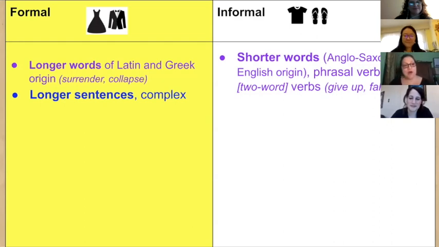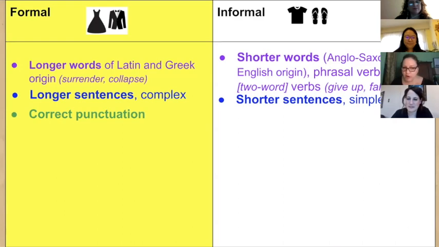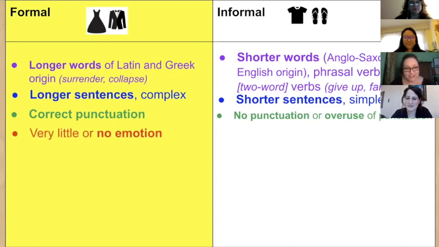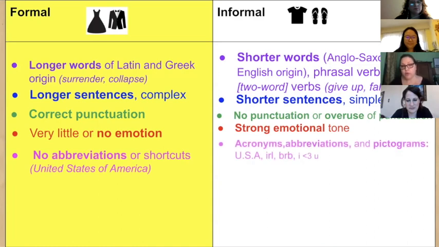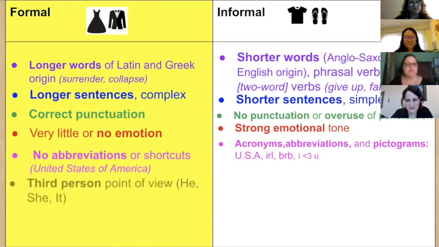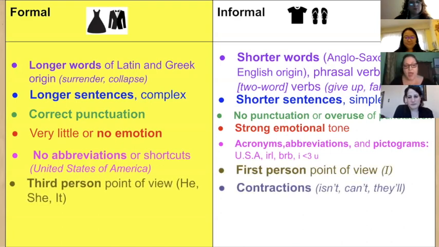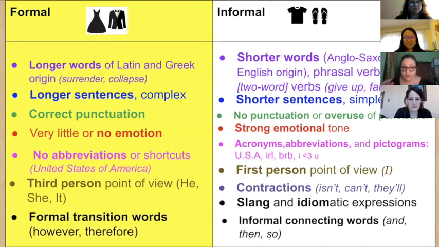Kind of like what Liz was talking about, I tell them that complex sentences are more formal in writing, and that informal language consists of shorter, simple sentences, that formal language uses correct punctuation, and that informal uses no punctuation or kind of overuses punctuation, like the email I shared with them, that there's less emotion in formal, but there could be a strong tone in informal language. We avoid abbreviations for the most part in formal, but it's okay to use them in informal, even emoticons, et cetera, et cetera. I talk about point of view. And finally, slang, and then transition words, that there's some that sound very academic and there's some that we use in speech that are informal.